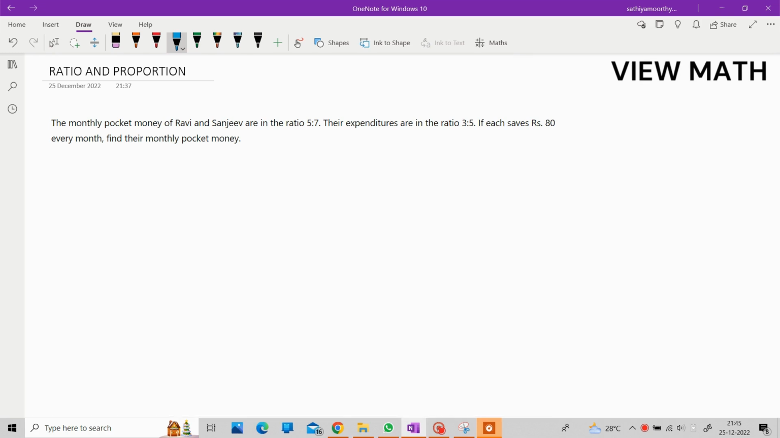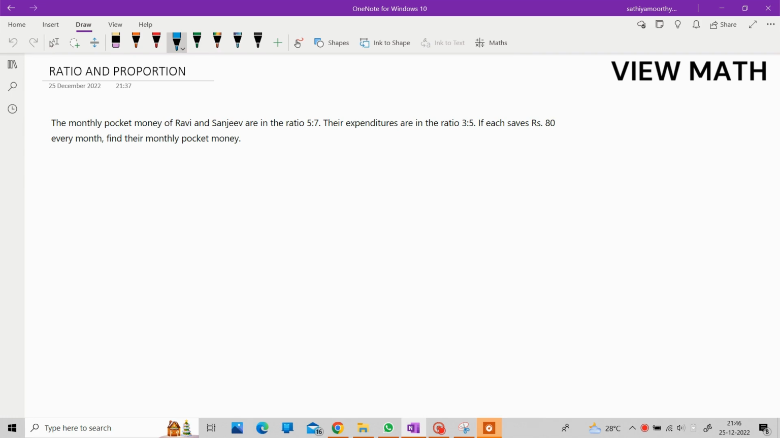Now let's see the next problem. The monthly pocket money of Ravi and Sanjeev are in the ratio 5 is to 7. Their expenditure are in the ratio 3 is to 5. If each saves rupees 80 every month, find their monthly pocket money.